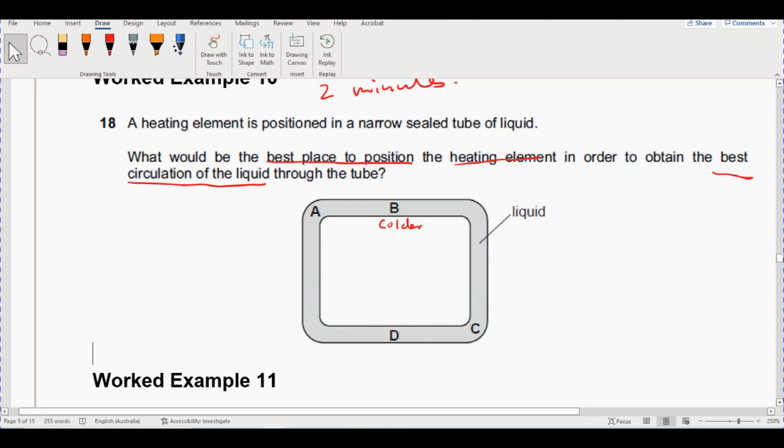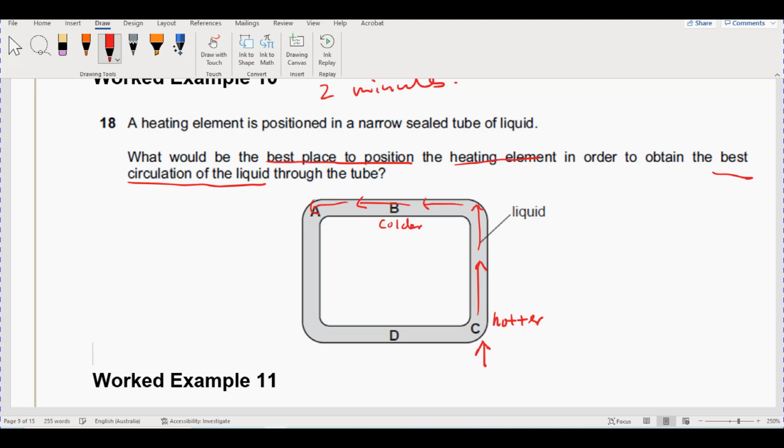Okay, so the only possible answer should be C. So this part becomes hotter. By doing so, the hot liquid rises right here, and you create a void here. And you go all the way to visit the colder region, and it goes back, you heat again, and the cycle goes on forever. So that's why I think the answer should be C in this case.